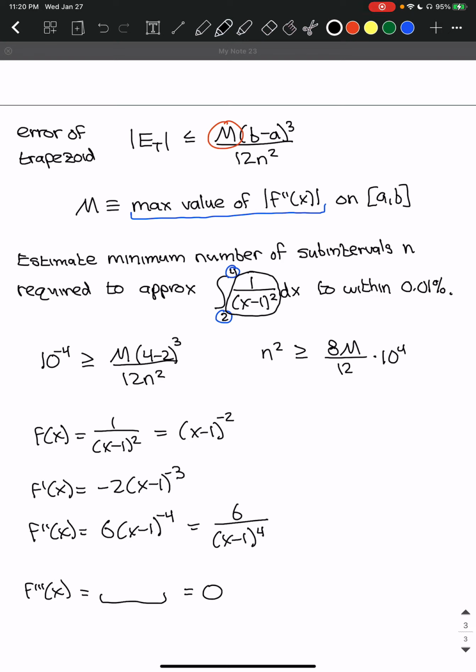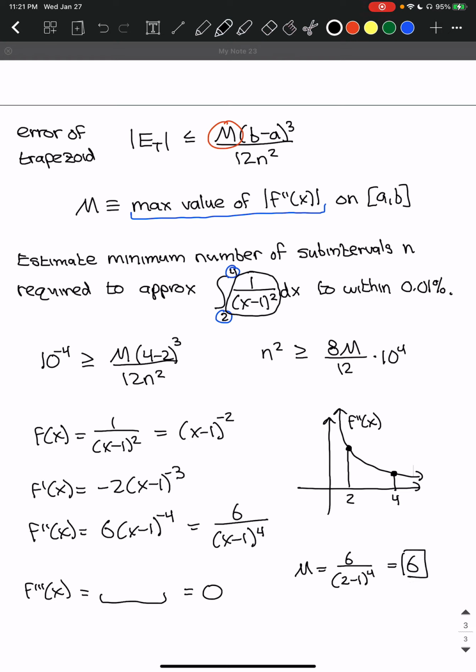What we know about something over x is that it's going to look something like this. That's really all we need to know. If it looks like that, and there's no singularity in our interval, which there isn't because we're outside of that 1 value, then my f double prime is going to hit here at 2 and then be constantly decreasing. So my maximum value M occurs when x is equal to 2. That tells me that M is equal to 6 over (2 minus 1) to the 4th, which gives me 6.